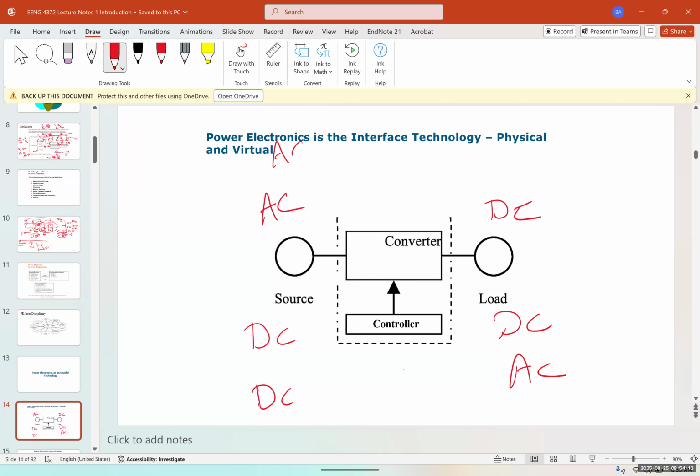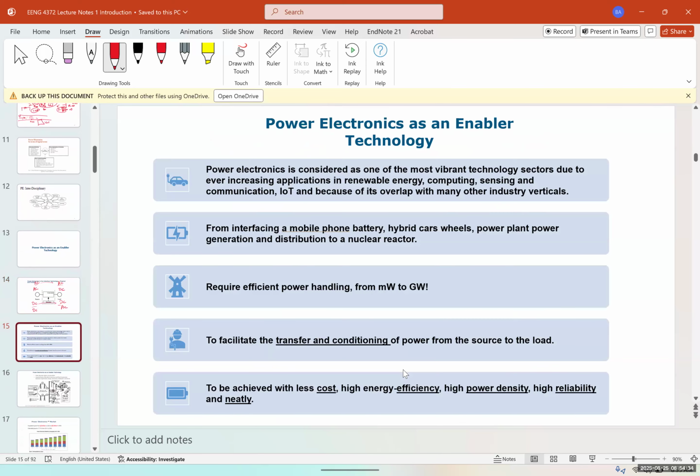And one other, the source could be AC and the load could be AC. You may ask, why do we need to convert AC to AC and why do we need to convert DC to DC? Sometimes in the source and the load, we want to match the frequency. That's the reason we needed AC to AC, or we need to match the voltage. And same thing for DC, we want to match the voltage.